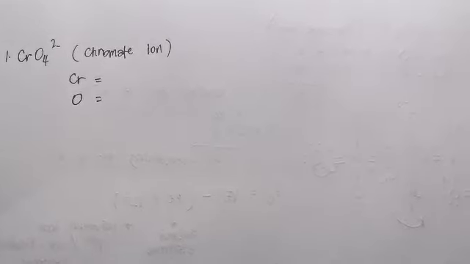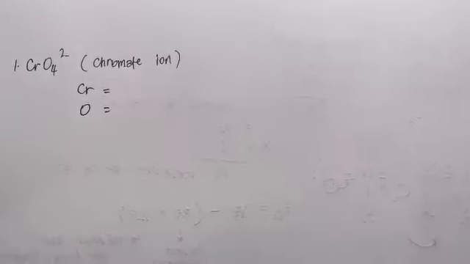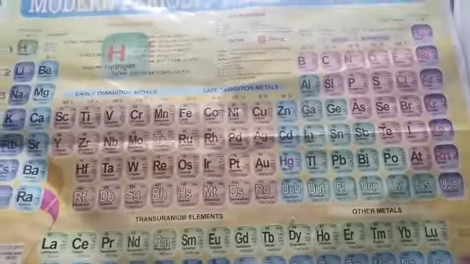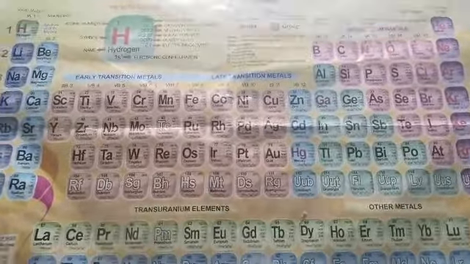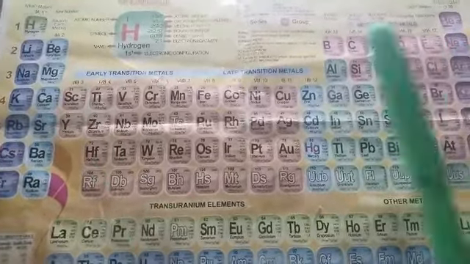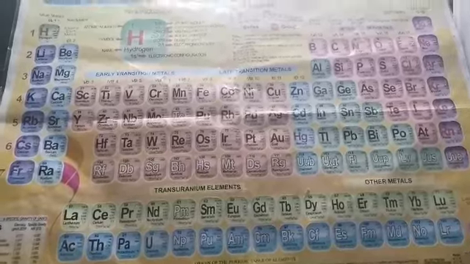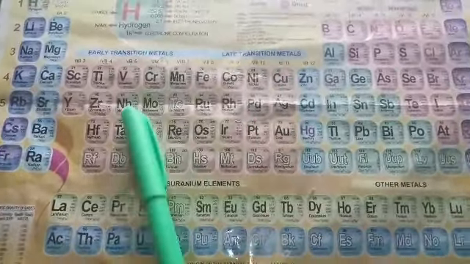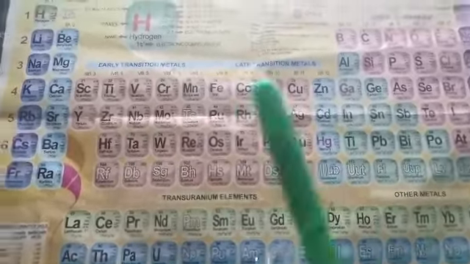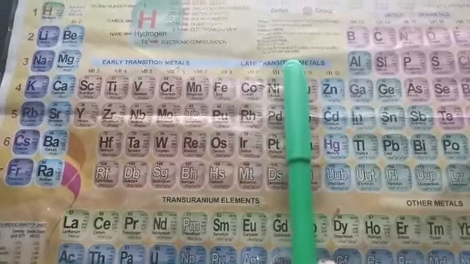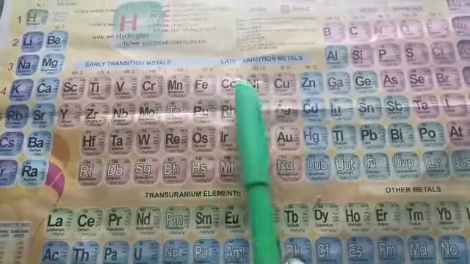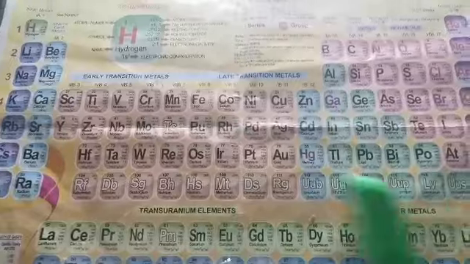Okay, what is the valence electron of chromium? Okay, get your periodic table and locate chromium. So you have SPDF. Where do we find chromium? Exactly, in the D block, or also known as the transition metals.